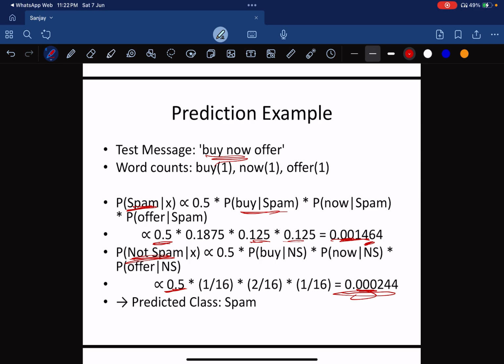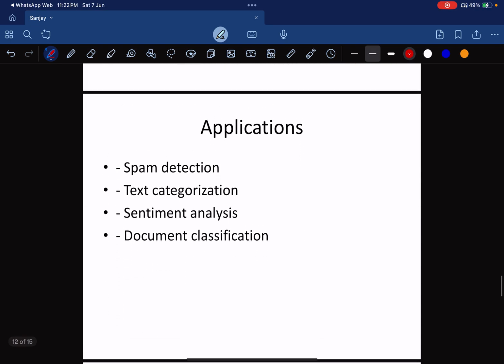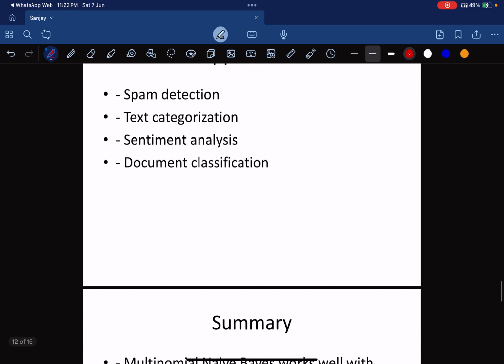This is how we train the model, and we make predictions upon new data like this. Where is it applicable in real life? We use it in spam detection like we saw above, text categorization, sentiment analysis of movies, and document classification. These are the applications in the real world.